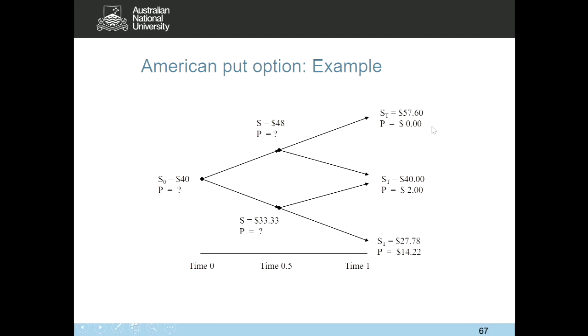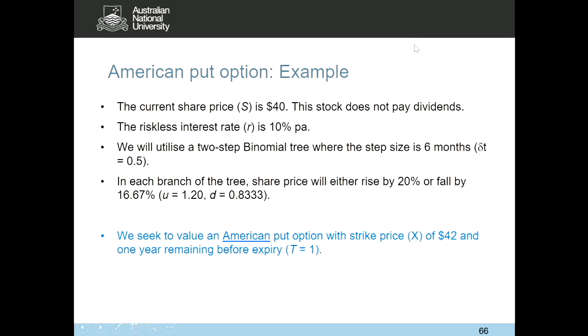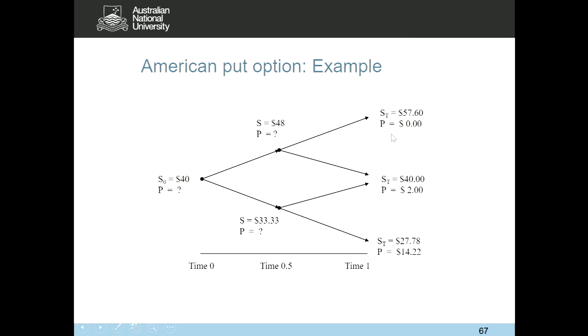Then the next thing you should do, a good habit to have, is to quickly write down the payoff of this put option at each terminal price point. Remember, we have a strike price of 42. Now, if the share price ends up being 57.60, should we exercise this put option? We have a put option with strike price of 42. If the share price ends up being 57, shall we exercise this put option? No, right? So we don't exercise this put. The put finishes out of the money with a value of 0.